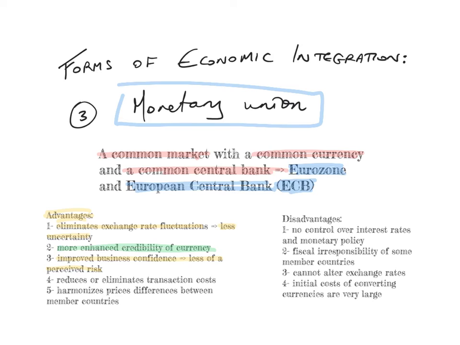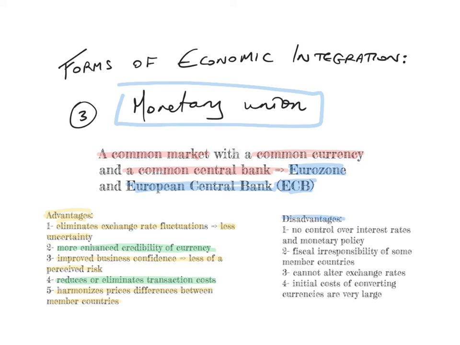The fourth advantage, it reduces or eliminates transaction costs. All the costs of switching between exchange rates and so on are eliminated, which is a good thing. And it harmonizes price differences between the member countries. Over time, the prices start to converge within member countries.